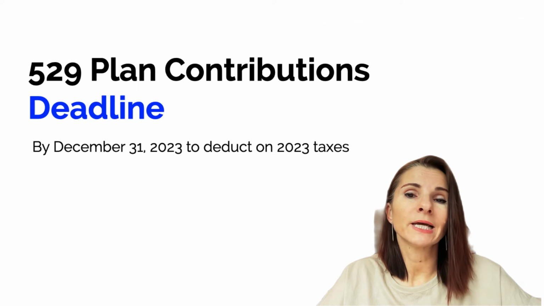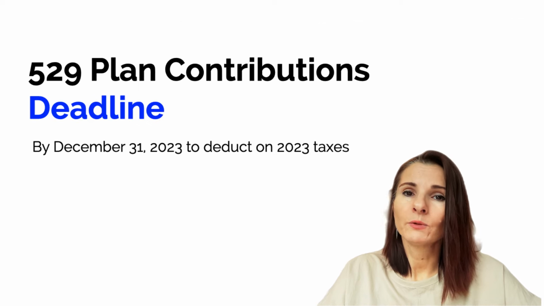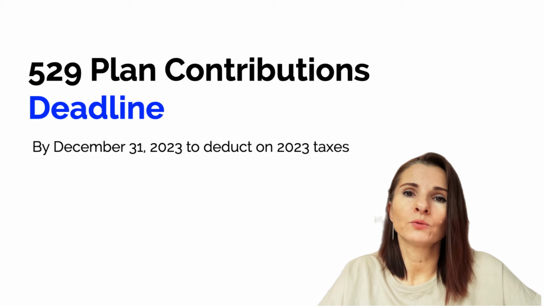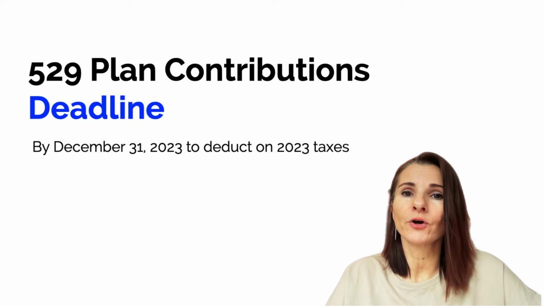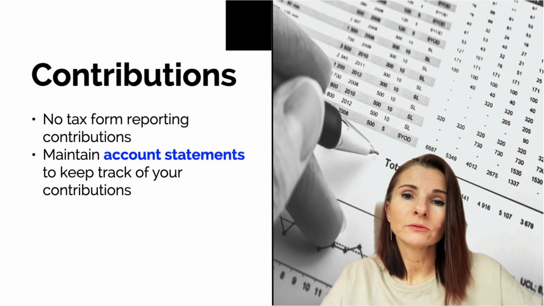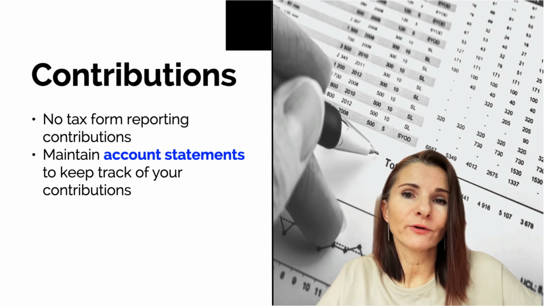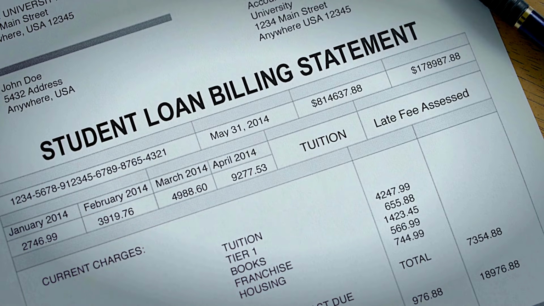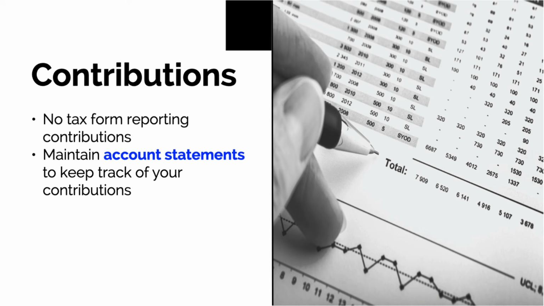What is the contribution deadline for a 529 plan? If you want to get a deduction on your 2023 taxes, you must contribute to your 529 account by December 31st of 2023. What tax form would you receive for your contribution? None. Unlike some other investments or accounts, 529 plans do not provide tax forms for contributions. You must maintain your records and use your account statements to keep track of your contributions for tax purposes.